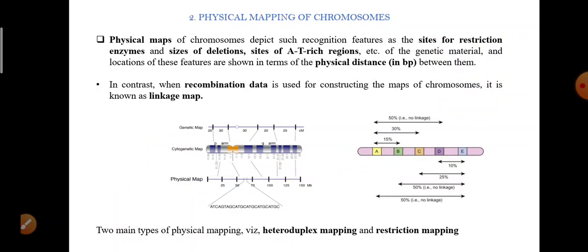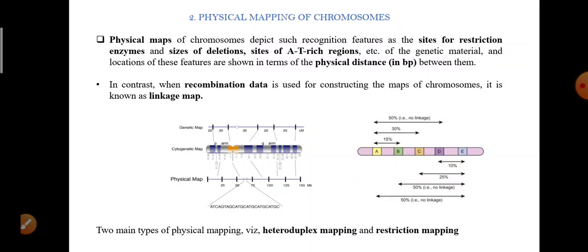Next, our topic is the physical mapping of chromosome. In this slide, you can get an idea about the physical map and linkage map. Physical map means we can differentiate between two genes in terms of physical distance, in terms of nucleic acid base pairs. But in the case of a linkage map, we utilize recombination data and we get the relative location of two genes.